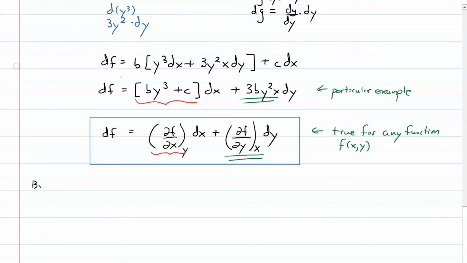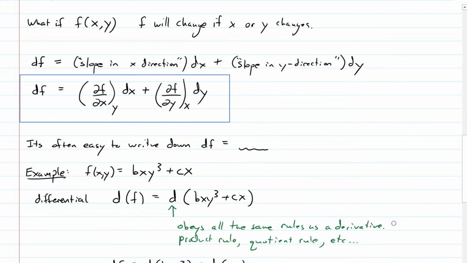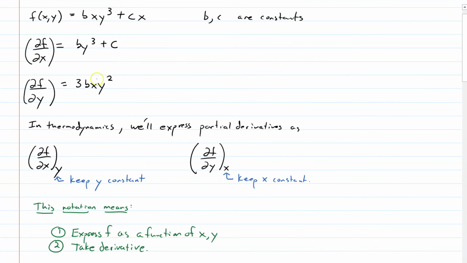So by comparison, I can read off that df dx with respect to y is equal to b y cubed plus c, and df dy with respect to x is equal to 3b y squared x. Just like that. And lo and behold, this will be the same answer that we got at the very beginning. If I go all the way back, b y cubed plus c and 3b x y squared here. This is what we got just by taking the derivative normally.